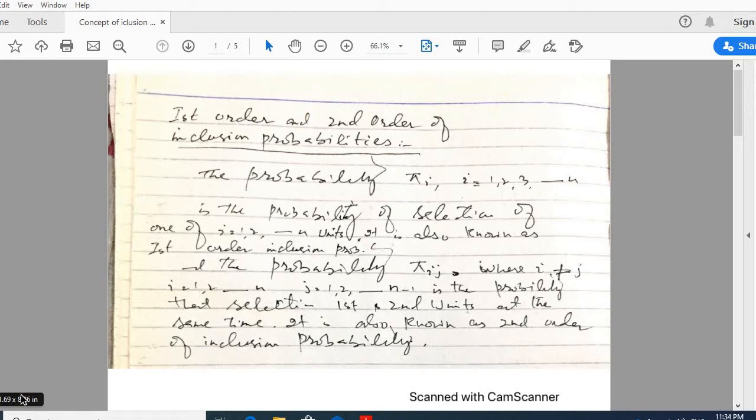First order and second order inclusion probabilities. The probability pi i, where i varies from 1, 2, 3 up to n, is the probability of the selection of one of the i units. It is also known as first order inclusion probability. And the probability pi ij, where i is not equal to j, i varies from 1 to n and j varies from 1 to n minus 1, is the probability that the first and second units are selected at the same time in the sample. It is also known as second order inclusion probability.